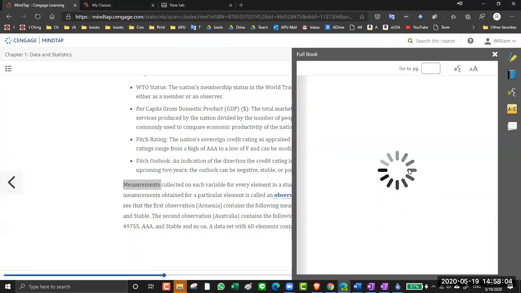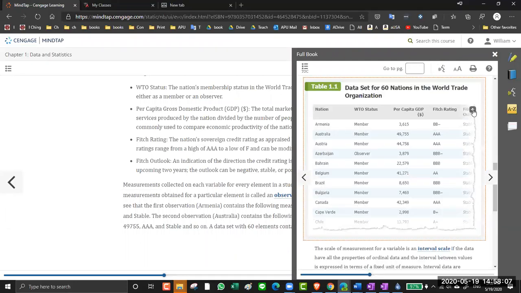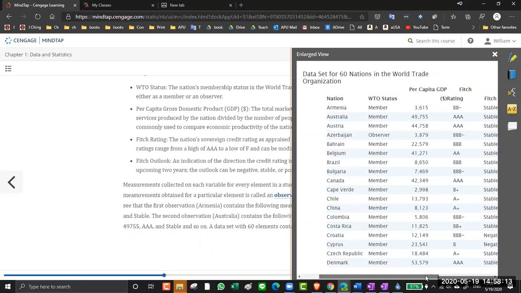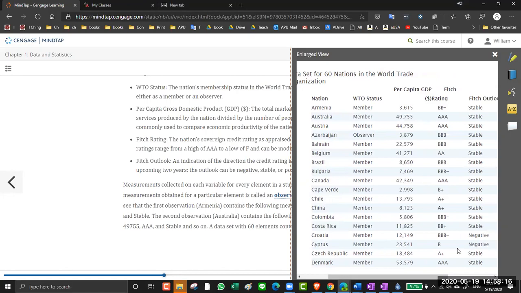Does anybody know what any of this stuff means? So what does WTO status mean? Anybody know what that means? Whether they're a member of the WTO or not. World Trade Organization. What is that? It's part of the UN. It's the one that regulates the relationships that countries have when they want to trade with each other, like imports, exports, bans, tax stuff.